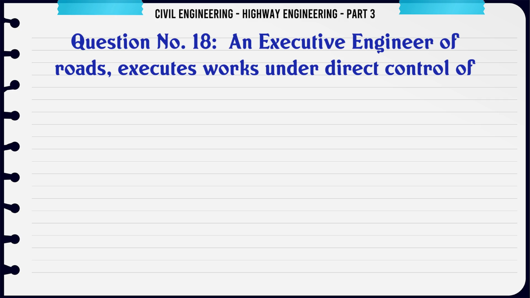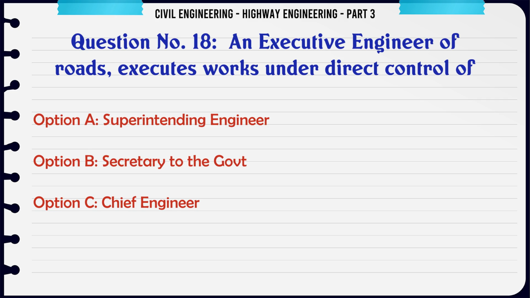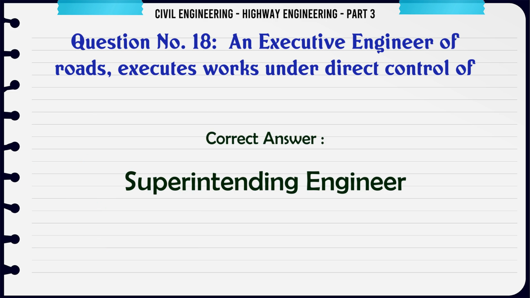An executive engineer of roads executes works under direct control of A. Superintending engineer, B. Secretary to the Govt, C. Chief engineer, D. None of these. The correct answer is Superintending engineer.